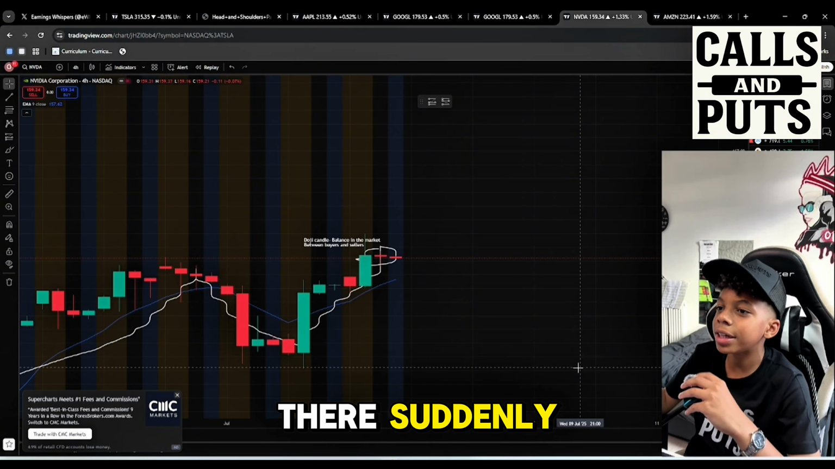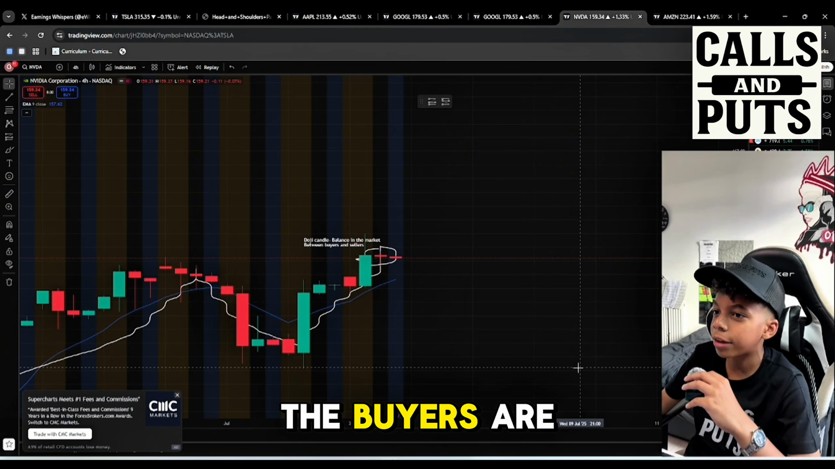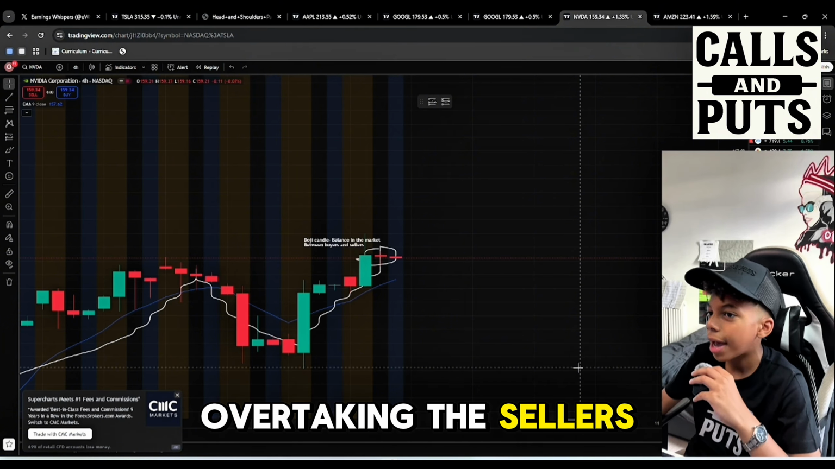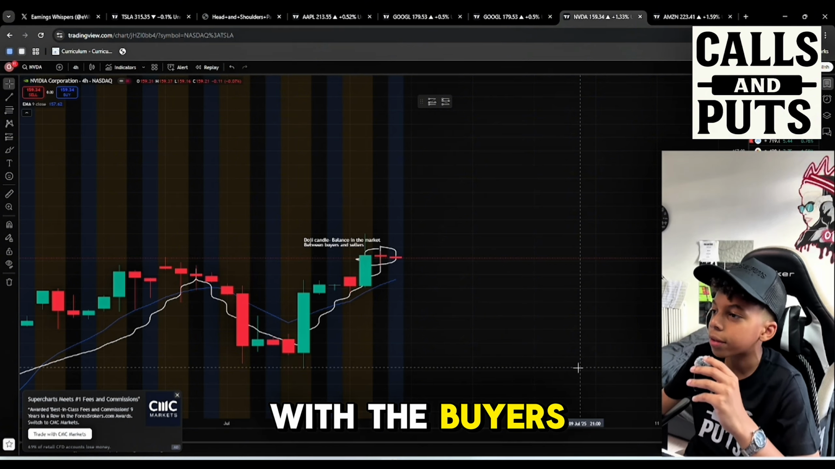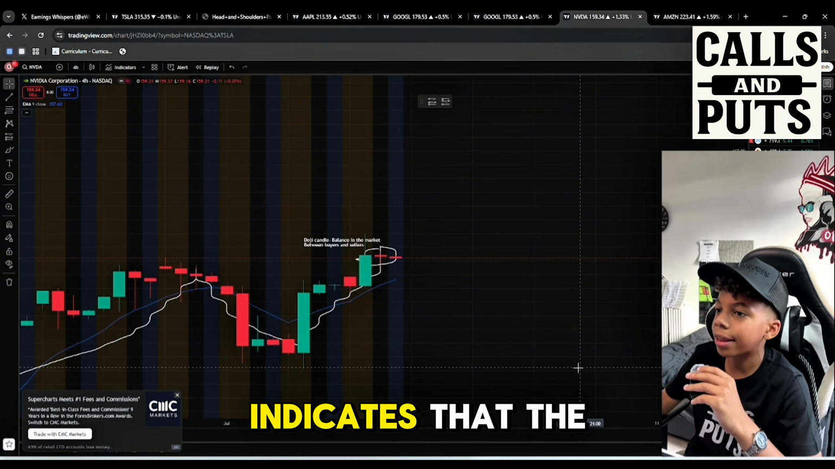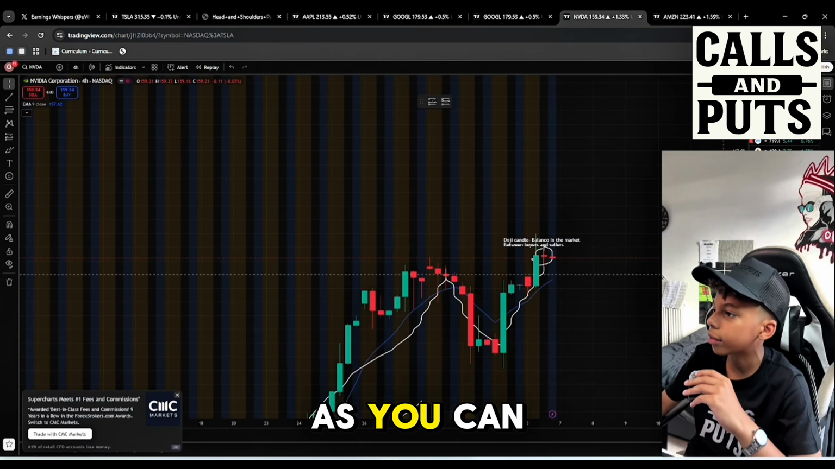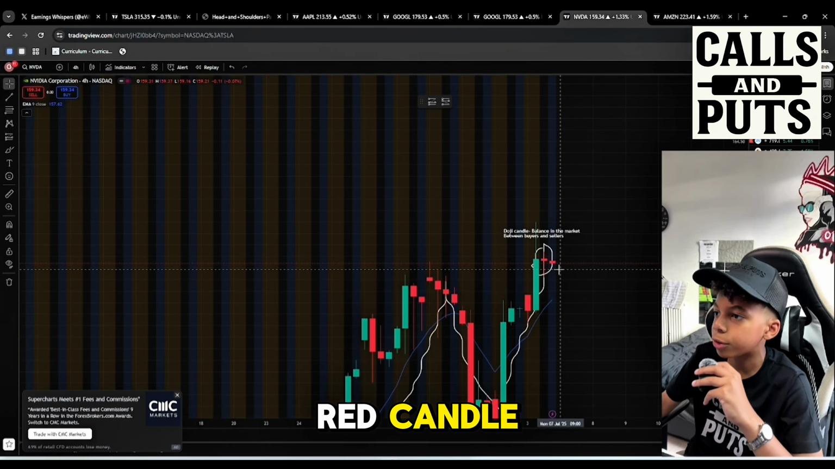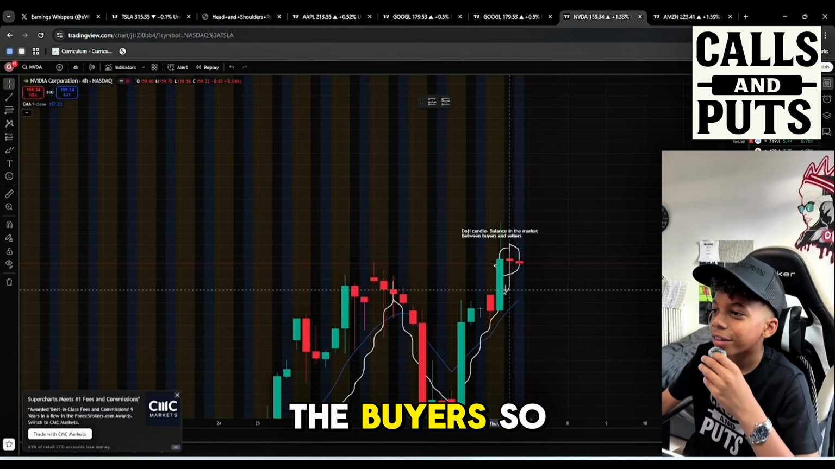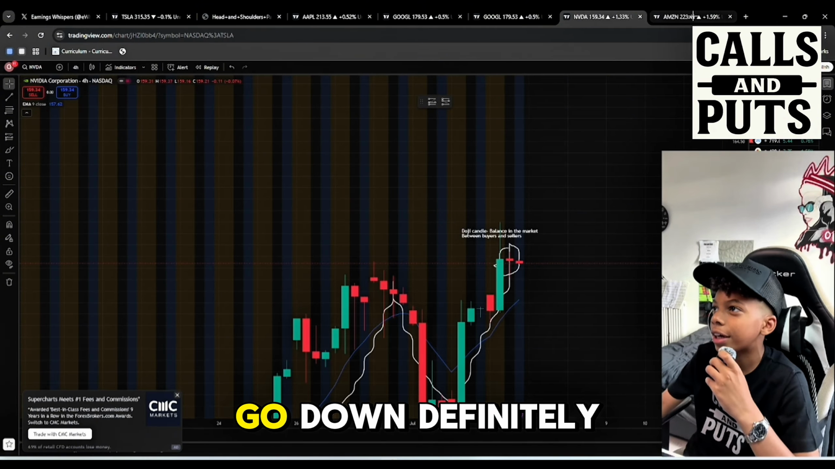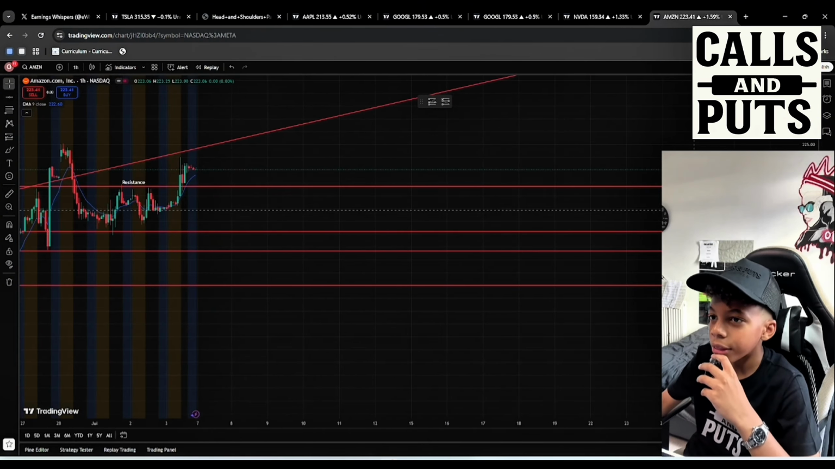But how is there suddenly a balance in the market if the buyers are overtaking the sellers, and now the sellers are balancing with the buyers? So this normally indicates that the stock is suddenly going to go down. As you can see, there's another red candle, which could probably mean, yeah, trouble for the buyers. So it could go down, definitely.